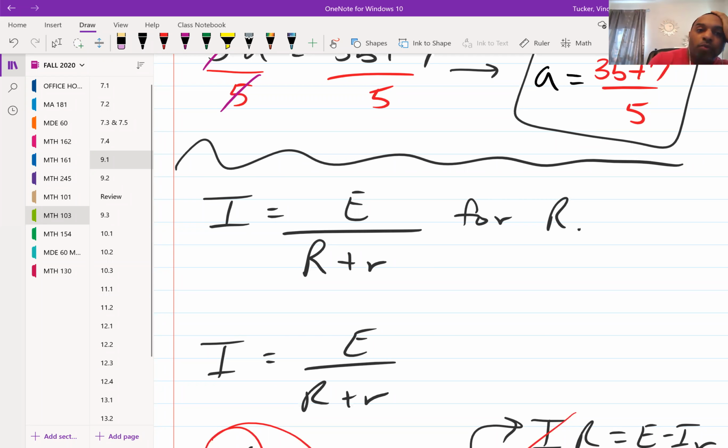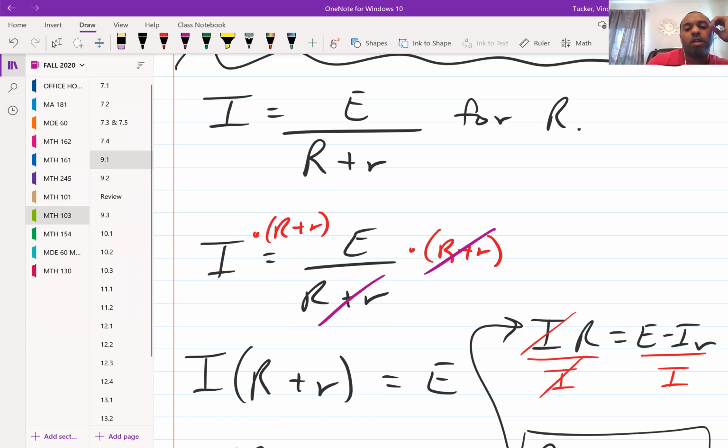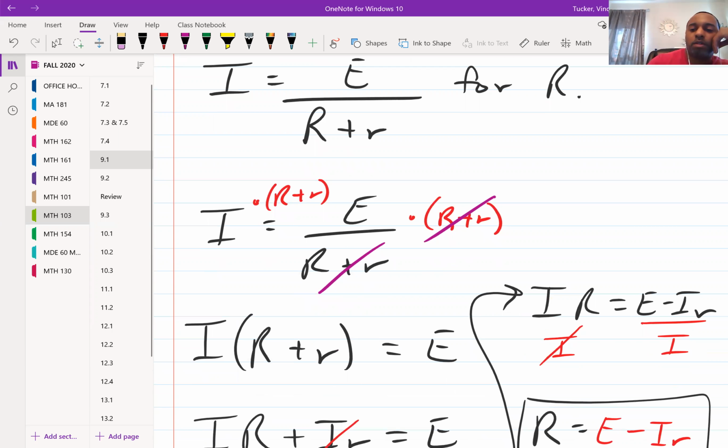All right, so we have capital R down here in our denominator. We need to get it out of the denominator. So the way we'll do that is multiply both sides by capital R plus lowercase r, that whole quantity. And so the whole quantity will cancel. And that will leave us with I times the quantity of capital R plus lowercase r, and it's equal to E on the right. E is over there by itself. I still need access to this capital R, but the parentheses are stopping that. So I'll distribute capital I.